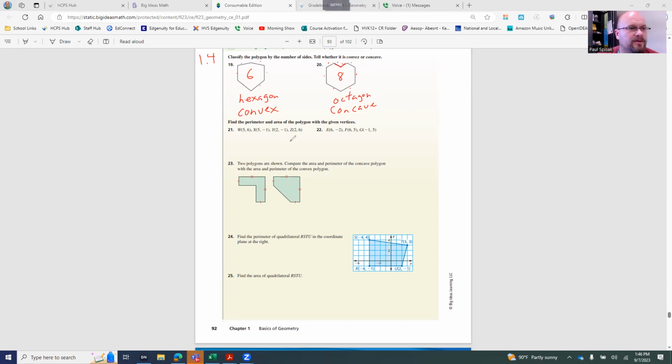On 21 and 22, it says find the perimeter and the area of the polygon with the given vertices. So this one, I would recommend sketching these. I think in both cases, they give us triangles. So we have 5, 6, 1, 2, 3, 4, 5. 1, 2, 3, 4, 5, 6. Then we have 5 and -1. Then we have, oh no, this first one's definitely not a triangle, sorry.